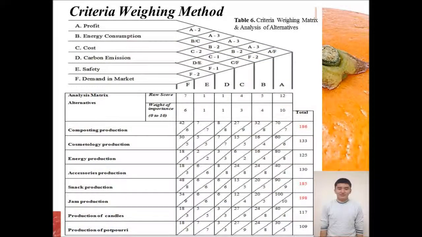The criteria weighting method analyzes and clarifies the distribution of points between the alternatives. The profit to the company's economy, energy consumption, cost, satisfaction of safety rules, and demand in the market are chosen as criteria for evaluation. Row scoring is the sum of level preferences. According to the table, the biggest scores calculated were for composting, snack, and jam production. These alternatives were chosen for further analysis.